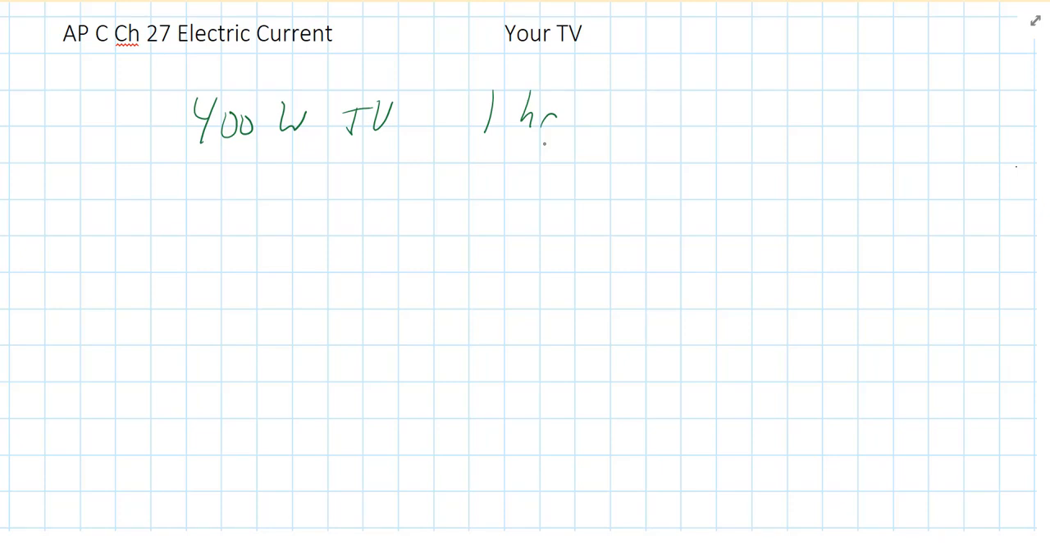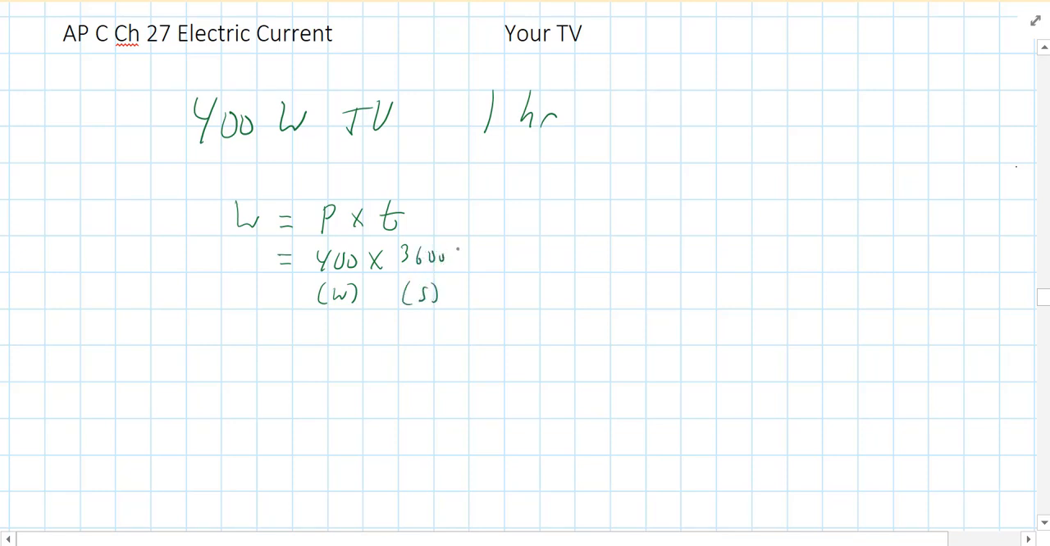Okay. Now, normally when we talk about work, that would be power times time, right? So in this case, the power is 400, and these are watts, and then the time would be 1 hour, which is 3,600 seconds. So a watt times a second would give you, in this case, 1,440,000 joules, or 1.44 megajoules. A mega is a million.